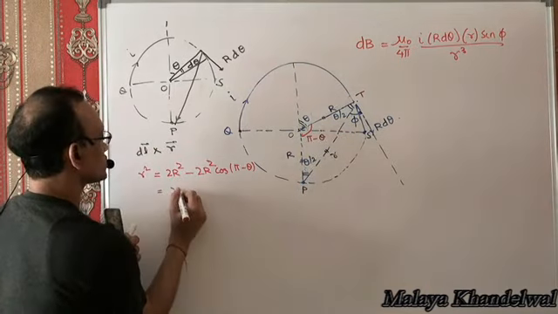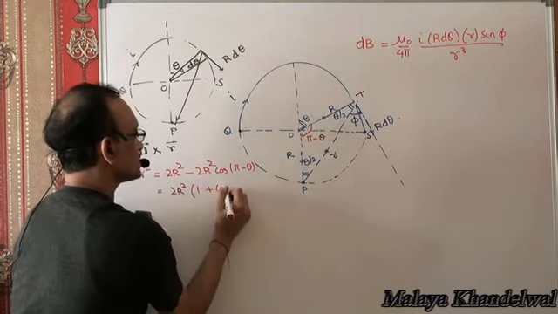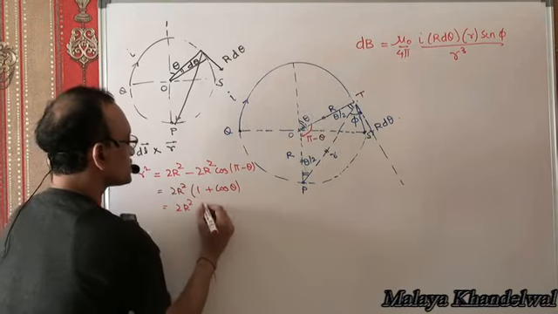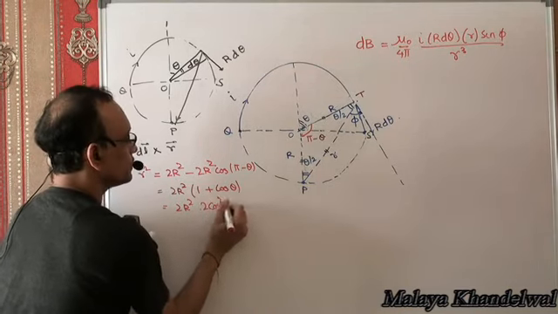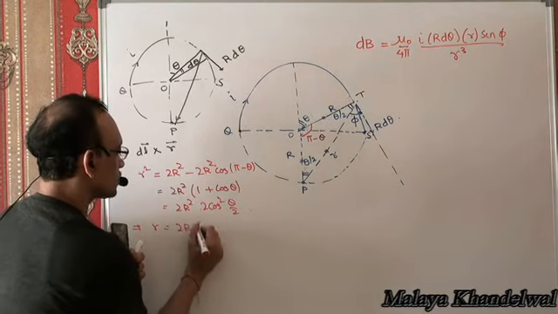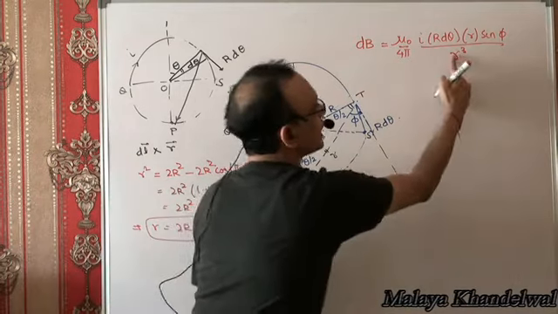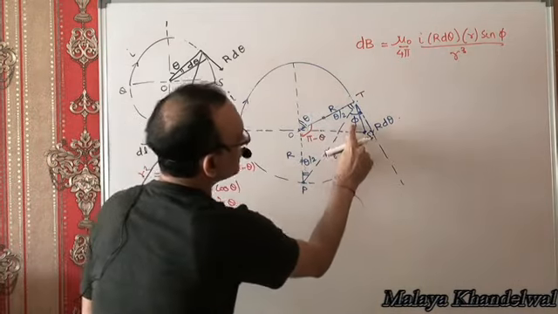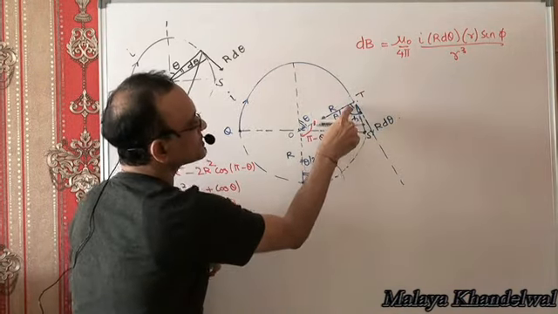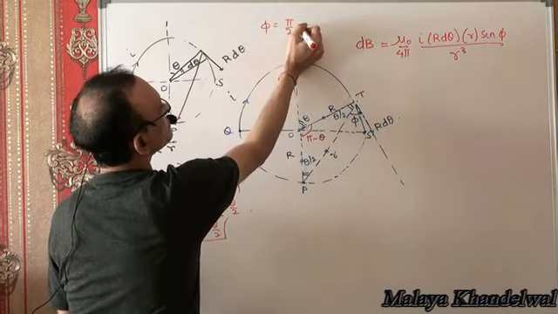So which is like 2R squared into 1 minus cos(π minus θ), which is 1 plus cos θ, right? So this is like 2R squared, 1 plus cos θ is 2 cos squared θ by 2. So very clearly, small r is 2R cos θ by 2. Small r we know in terms of θ. What about φ in terms of θ? Realize that φ plus θ by 2 is 90 degrees. φ therefore is 90 minus θ by 2.